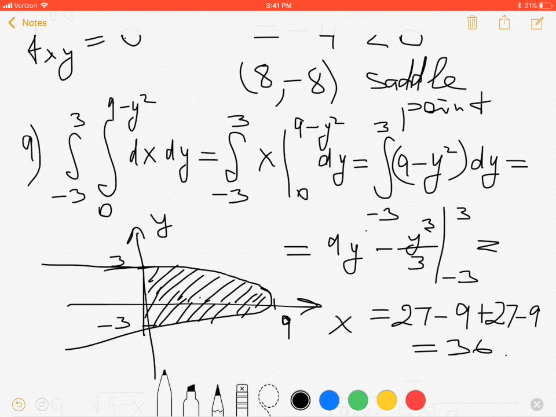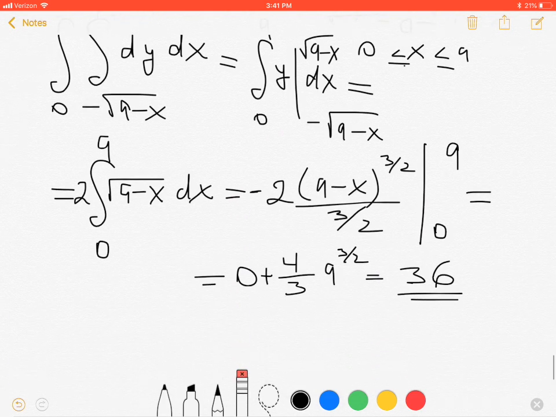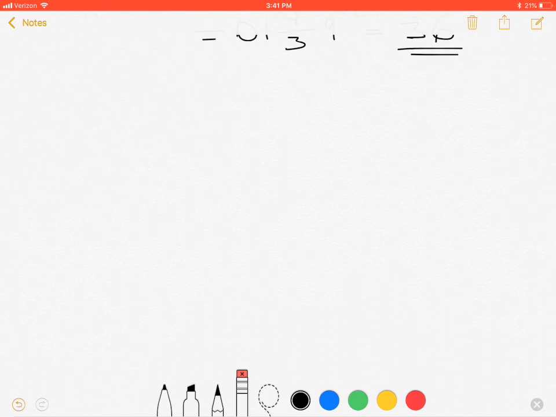And I think now we're doing one more. Question number 10. Evaluate the iterated integral by converting to polar coordinates.